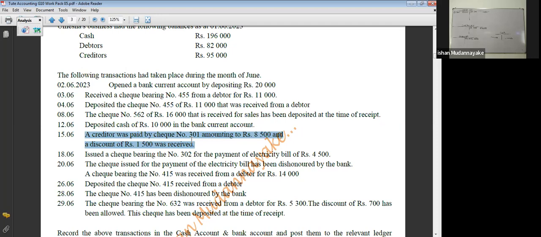Then what is the total settlement? The total settlement is 10,000. They issued an 8,500 check. Then, where do we record a check transaction?